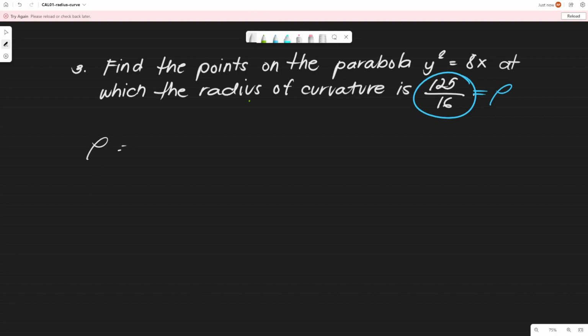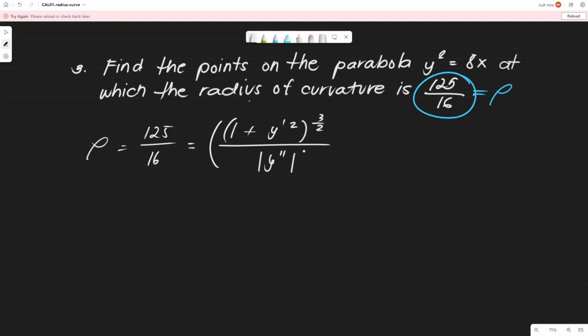So rho is equal to 125/16, which is equivalent to... we have 1 plus y prime squared, 'di ba? Raised to 3/2. Ang laki nung ano ko. Ayan, 1 plus y prime squared raised to 3/2 all over the absolute value of y double prime, rather. Ayan. So wala na pala value. So, we need to find our y prime and our y double prime.